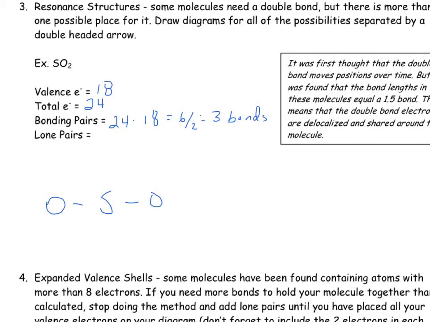Now here is how we identify resonance. I could either place the double bond between that S and O and that S and O. So I draw both possibilities with a double-headed arrow in between them.